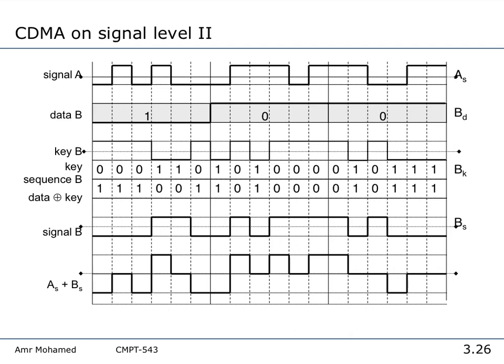Whether it's 2 or 3 or 4, it doesn't matter. Actually, the more signals I get, the better, because in that case, the autocorrelation will be higher and higher. So this is AS plus BS.